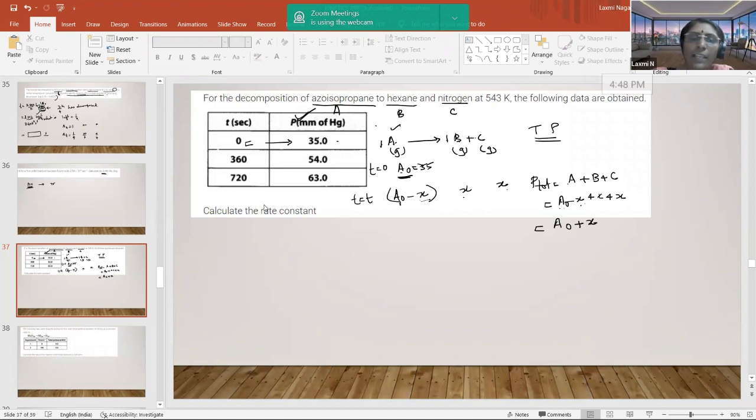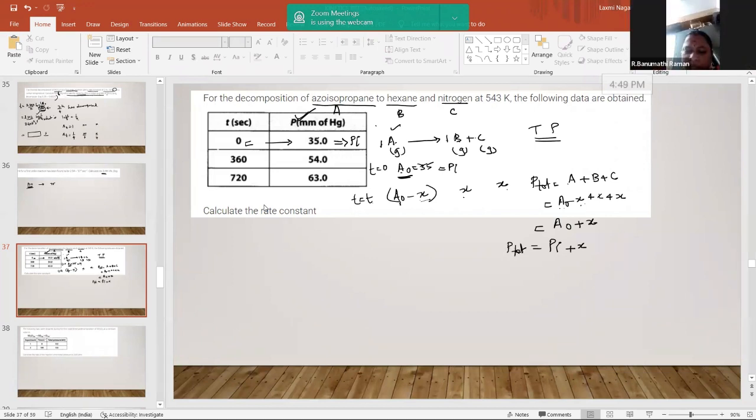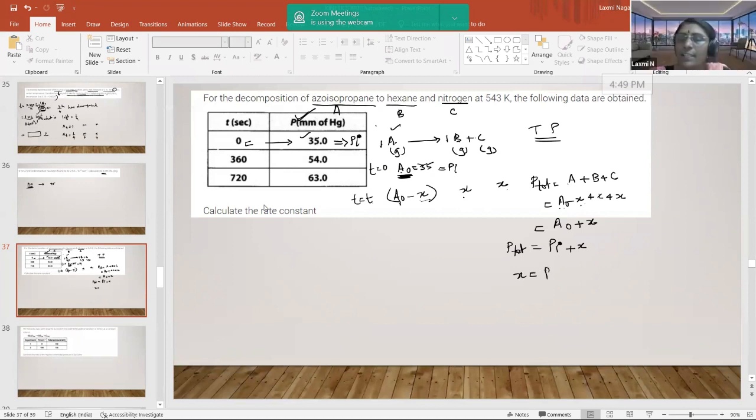What was A naught? A naught is nothing but P initial. So can we put it as P initial plus X is equal to P total? A naught was the initial amount of reactant, and that created the pressure all alone, which is now equal to Pi. So A naught is Pi. So what is the value of X? It is P total minus Pi.